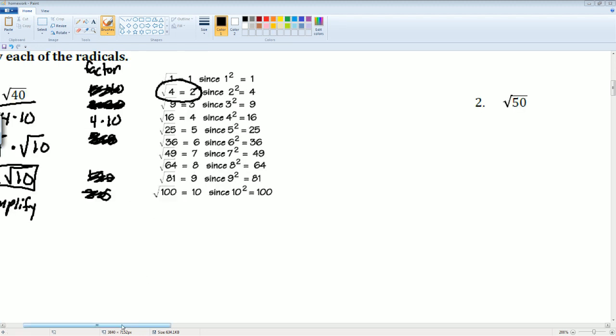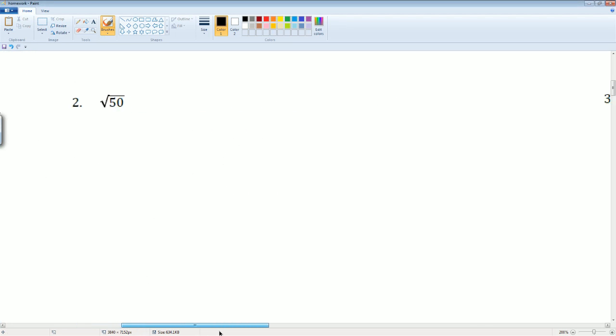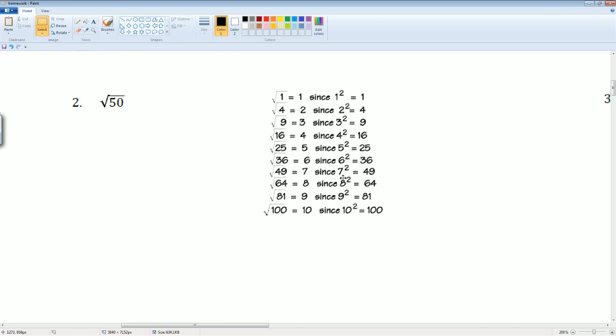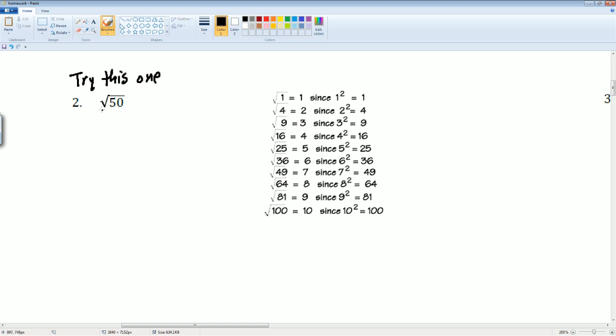All right? So, this is number 2. Again, here's our list of perfect squares. This is something that you're going to try. You are going to try this one first. Okay. Again, let me give you the list of factors to help you out.